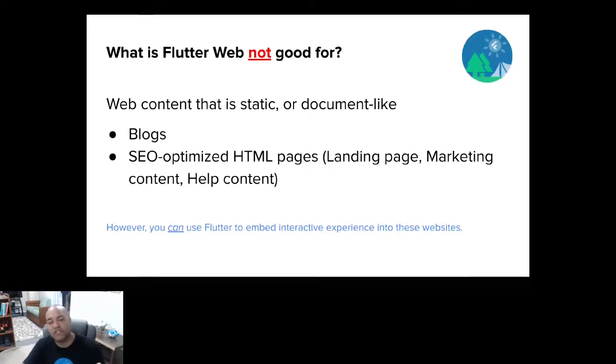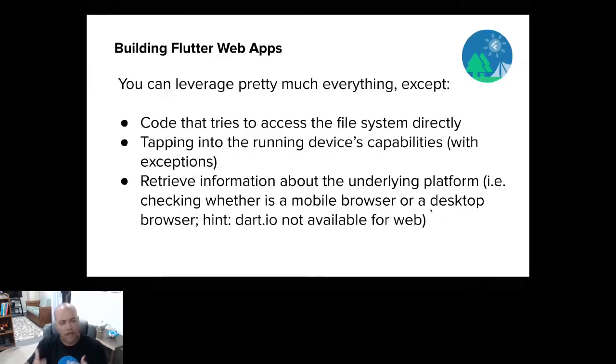And again, we also mentioned that you can leverage pretty much anything except, for example, code that talks to the file system, although there are certain exceptions, like tapping into the device's capabilities. With Flutter Web apps, you can actually use local storage on the browser, or retrieve information about the underlying platform. These are a couple of the things that we've explained through the series as limitations of Flutter Web, but still Flutter Web is ready for production, is very mature, ready for your Flutter Web application that is highly interactive, highly engaging, and very attractive for your users.